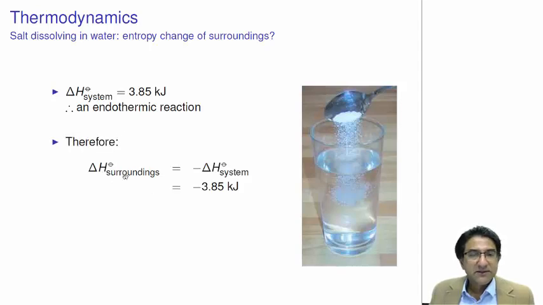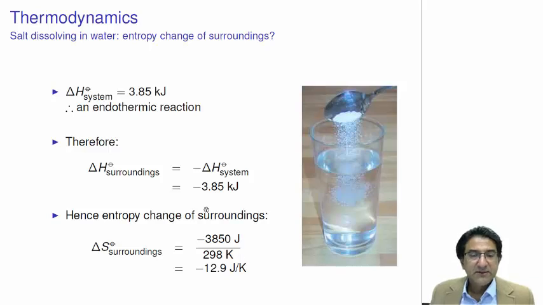Therefore, delta H of the surroundings is negative delta H of the system. That means negative 3.85 kilojoules per mole are sucked out of the surroundings and pumped into the system. That's what an endothermic reaction is. So delta S of the surroundings is 3850 joules. I've now converted 3.85 kilojoules into joules by multiplying by 1000 and divided by 298. That gives me negative 12.9 joules per Kelvin.